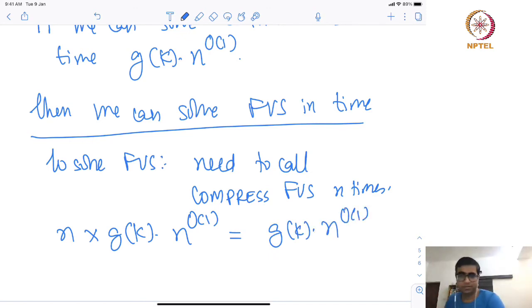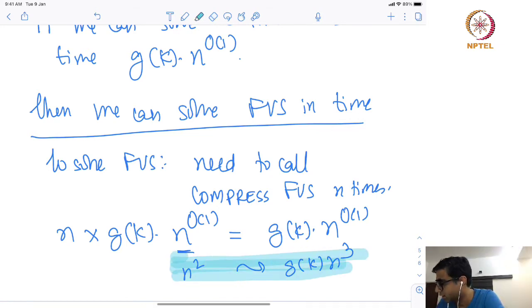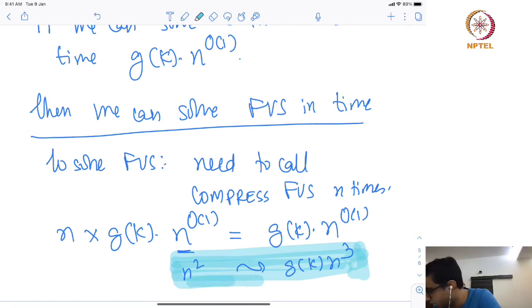But this is cheating in some sense, because if this would have been n square, then this will become g of k n cube. But for the purposes of this discussion, let's just ignore it for now. It's just an additional factor in the polynomial, but you will see that sometimes it is important to get as good running time dependence even on the input side as possible, but let's not get into that discussion at this point of time.